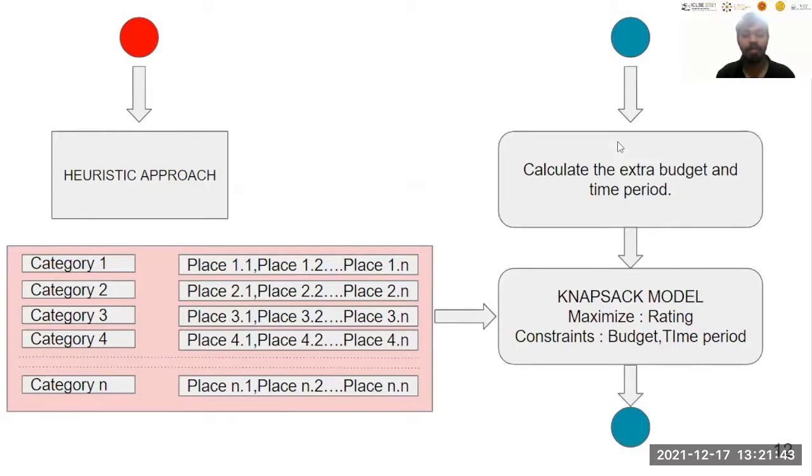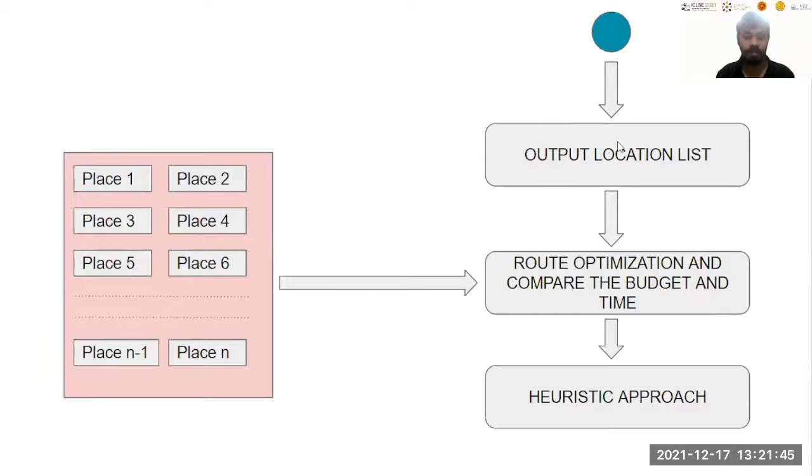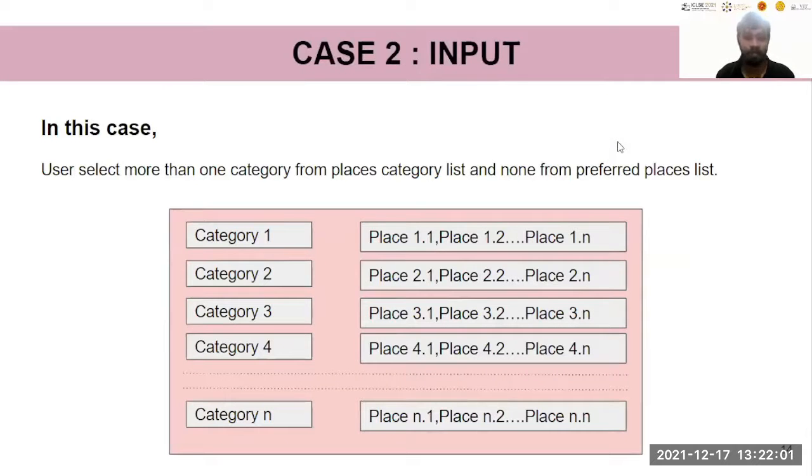Then we use the knapsack model, and we also pick some places from the categories that they have picked, and we use route optimization and compare the budget and time period with the extra time period and extra travel budget they have. Then we use a heuristic approach to eliminate the places with the lowest ratings to bring the satisfaction within the time period and travel budget they have.